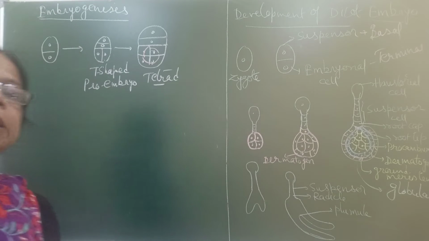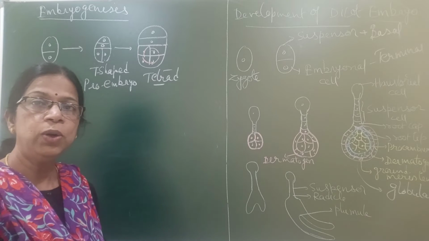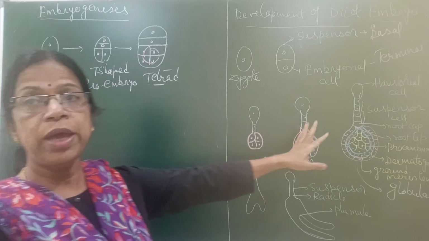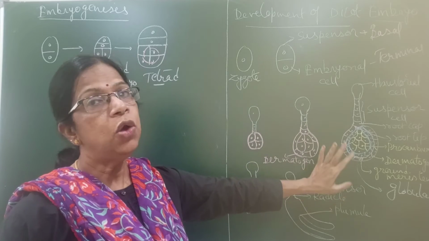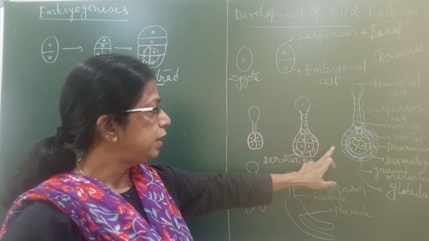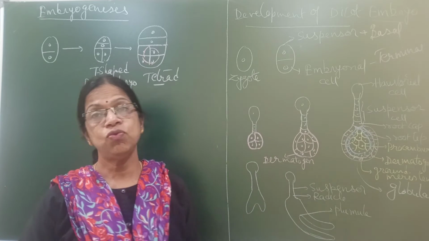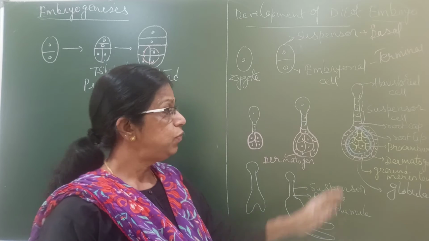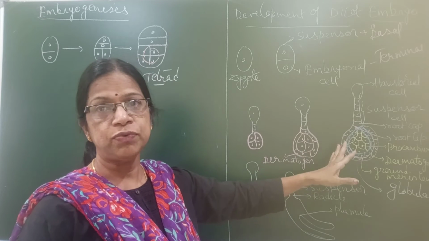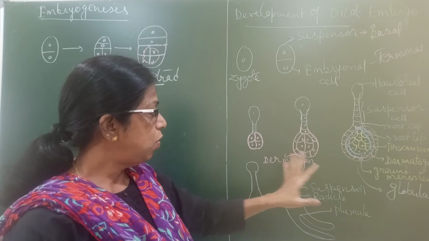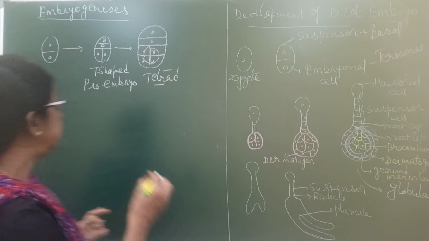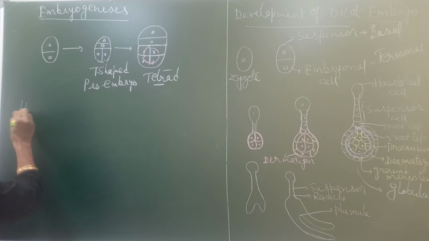Now let us go to the next stage. We have done up to the globular stage, where the 3 layers are formed and then they get differentiated to form the different parts and tissues. Now, in the next stage, it gets differentiated to form a heart shape.